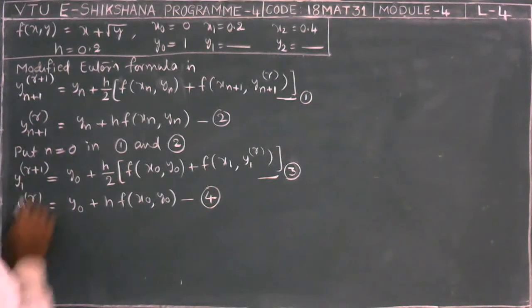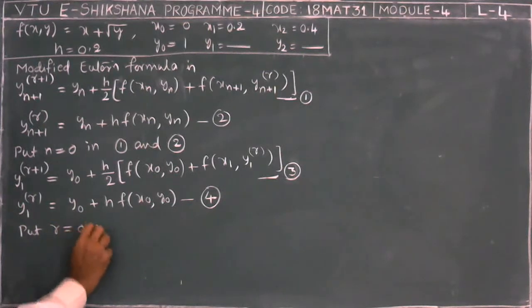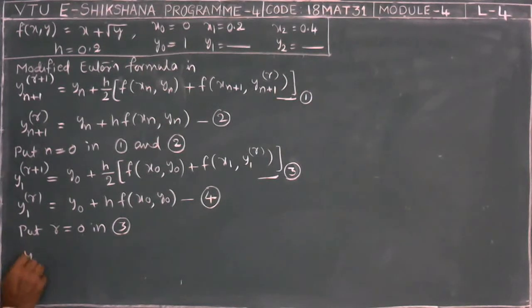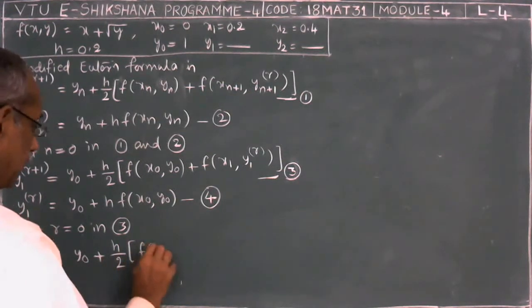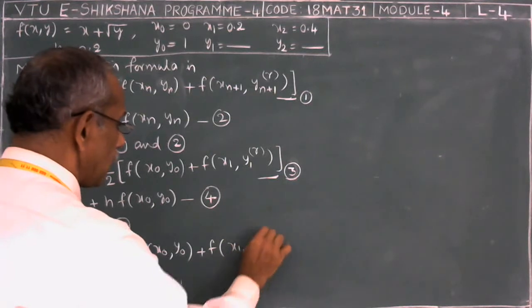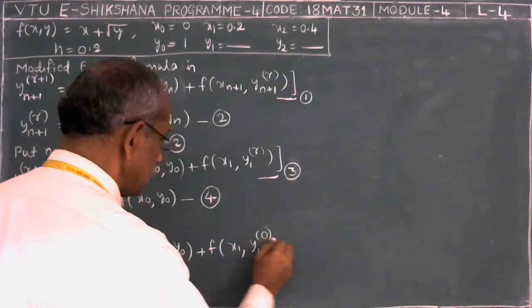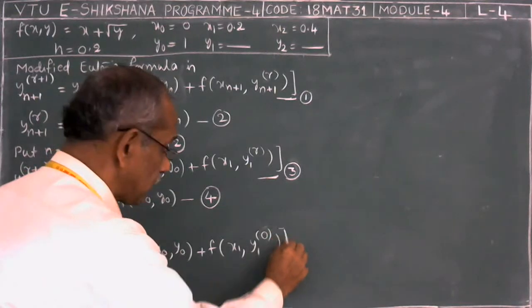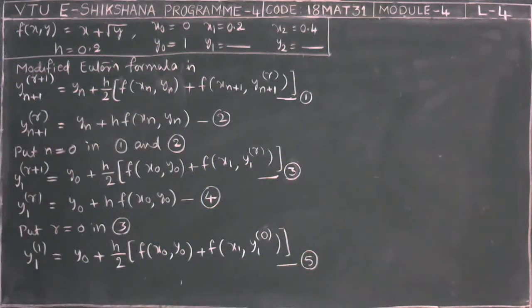So now, first iteration I will get by fixing r is equal to 0 in 3. So you get y1 1 is equal to y0 plus h divided by 2 into f of x0 comma y0 plus f of x1 comma y1 0. Here r is 0. We are putting r is equal to 0 in 3, so we get y1 0. Close the square bracket. Okay. Call this as equation number 5.